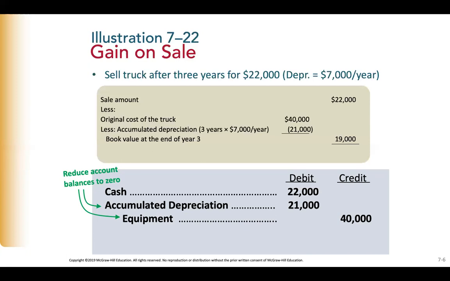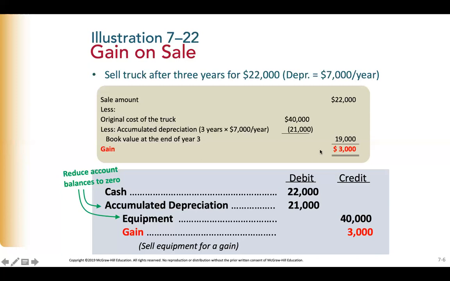We have one more thing to record, a gain of $3,000. A gain occurs when we sell an asset for more than its book value. In this case, cash received is greater than the book value of the asset sold. Gains, like revenues, have a credit balance and are reported as an increase to net income. So our gain is $3,000. Our sale amount was $22,000, and our book value at the end of year 3 was $19,000. $22,000 minus $19,000 is $3,000. We have a $3,000 gain.